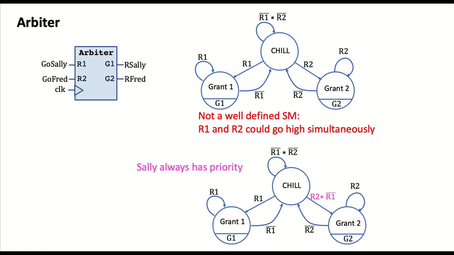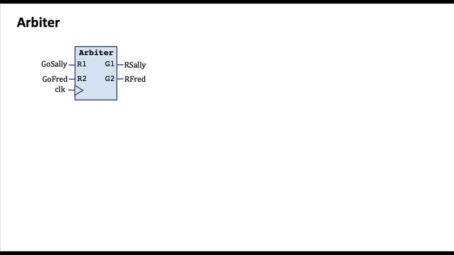Sally always wins in this solution. Is this a good solution? Not if you're Fred. If you're Sally, it's great. So there's a fairness issue with this, right?